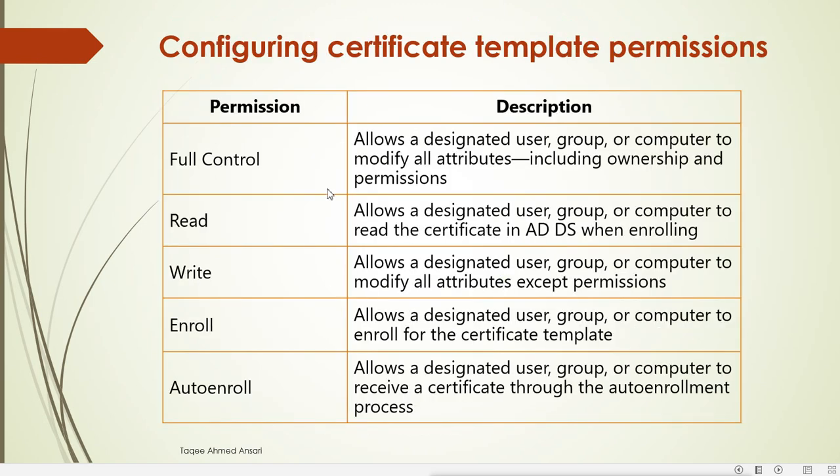Then configuring the certificate template permissions. When we duplicate the certificate from the default one, we have an option to configure the certificate permissions. Full control means allowing the designated user or group or computer to modify all attributes, including ownership and the permissions also. So if we give full control to any user or group, then they can change the permissions, including ownership also.